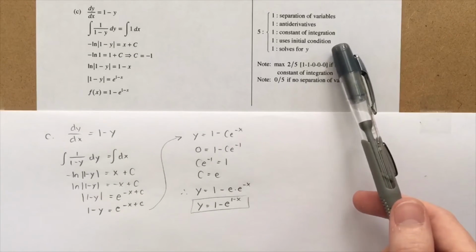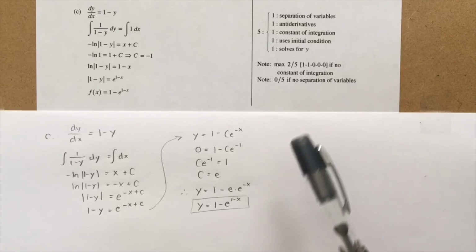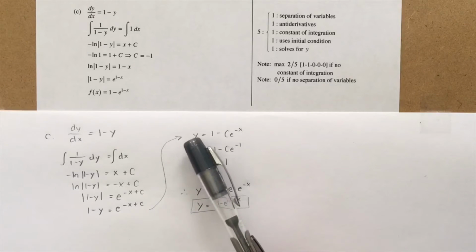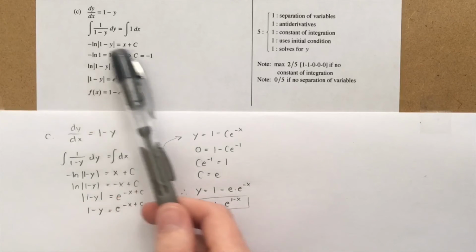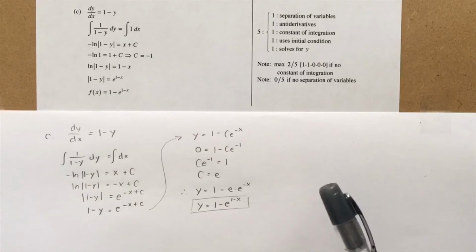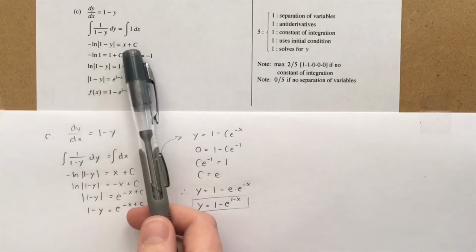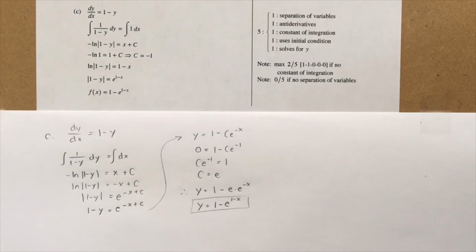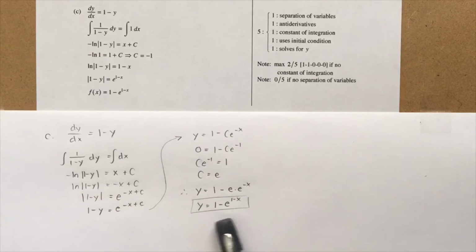The next point is for using the initial condition, f of 1 equals 0. So here I used it at the end of my solving process once I had already isolated y. And here they used it early on, before they had isolated y. Both of these are valid ways to solve it. The only thing you can't do is find c early on and then plug it in later, or vice versa. Our final point is for solving for y, which we get is 1 minus e to the 1 minus x.